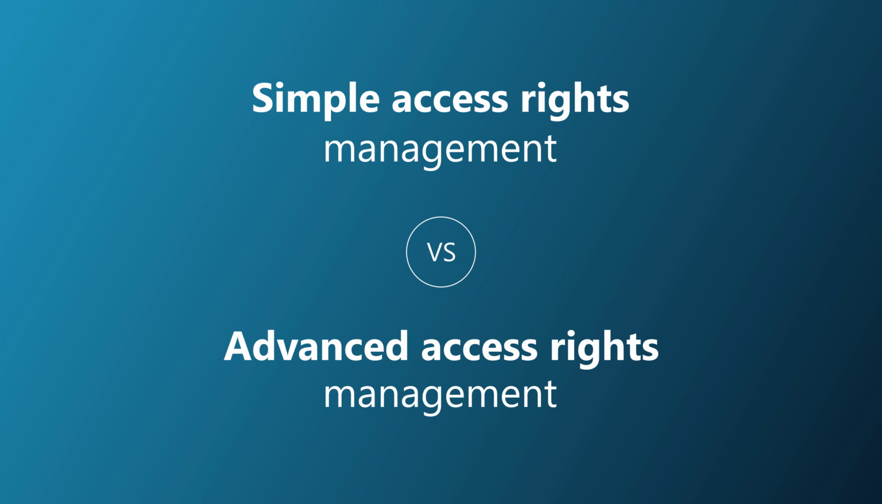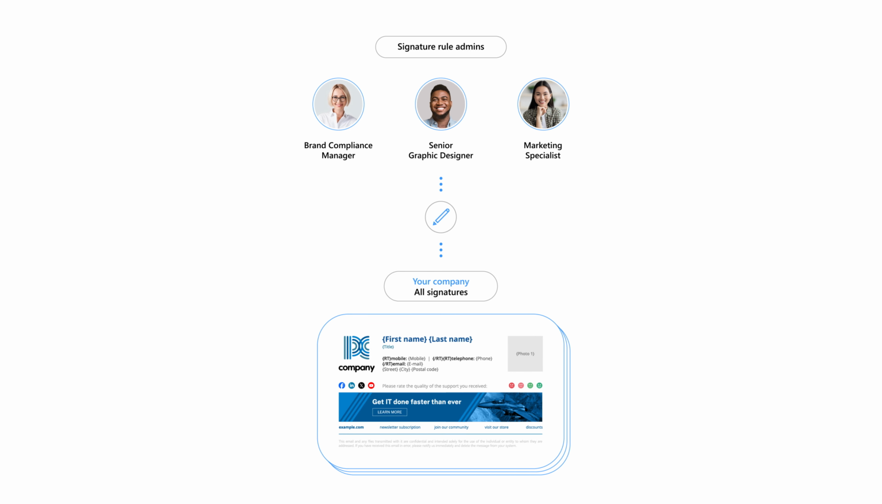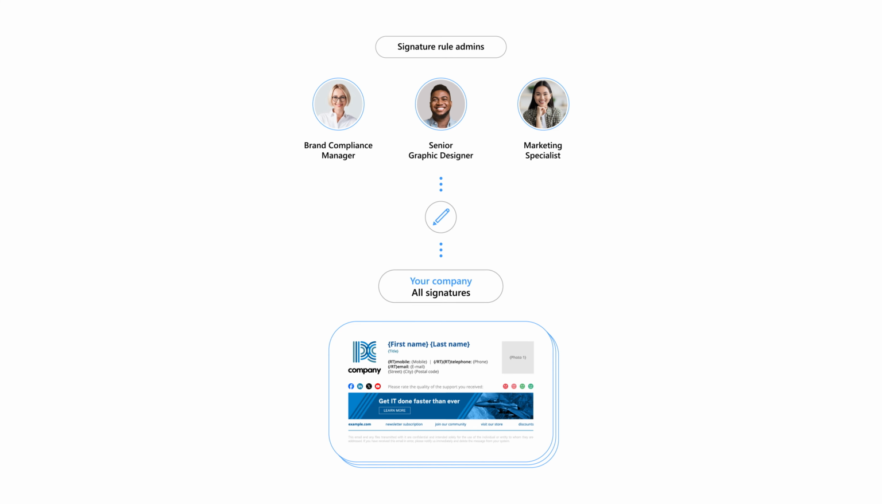And here's the main difference between simple and advanced access rights management. The simple option lets you delegate signature administration to specific users or groups, but these people will be able to manage every CodeTwo signature and auto-reply in your company. But if you, for example, manage a large organization in different locations, you might want to create different teams for different rules and delegate access rights in a way that these people get to access and manage only the rules they're responsible for. That's where Advanced Access Rights Management comes in.